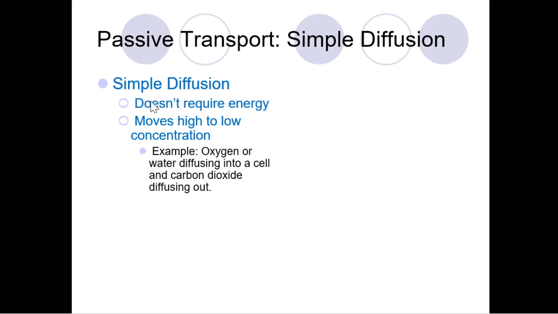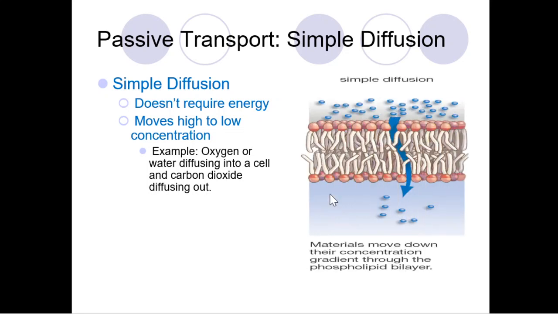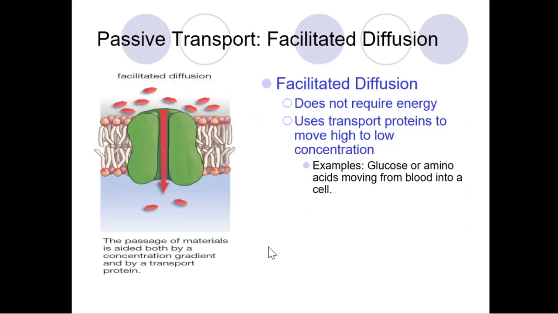Okay, so let's talk about simple diffusion as a passive, no energy. It doesn't require energy, and this is when we move from high to low. Okay, an example is oxygen or water diffusing into a cell and carbon dioxide going out. So that's your breathing, an example of simple diffusion. Okay, so materials move down their own concentration gradient. So they go from a high to a low, okay, through our cell membranes.